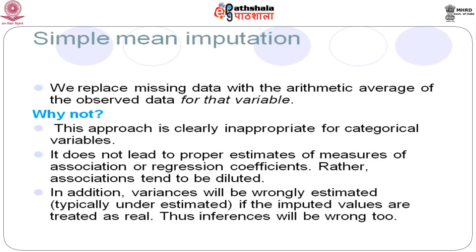This approach is clearly inappropriate for categorical variables. You know that when you take the average of categorical variables, it might become a decimal value, and then naturally it is not appropriate to fit in the missing position. It does not lead to proper estimates of measures of association or regression coefficients. Rather, associations tend to be diluted. In addition, variance will be wrongly estimated if the imputed values are treated as real. Thus, inference will be wrong too.